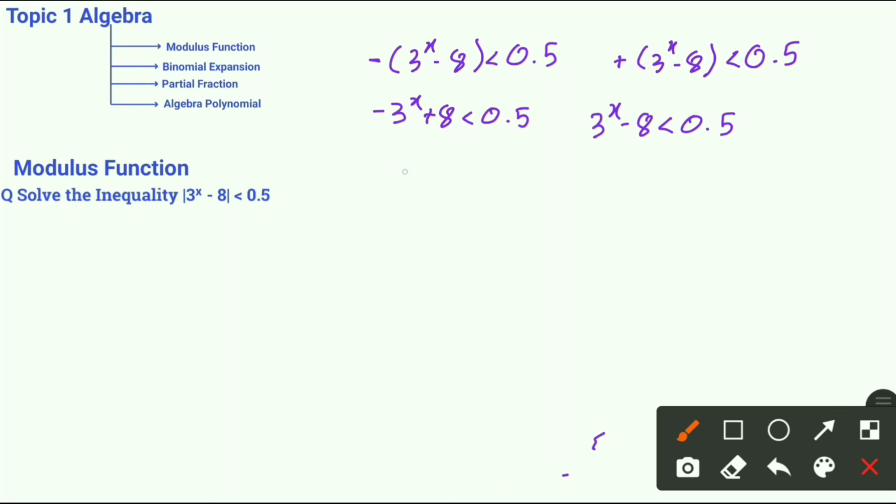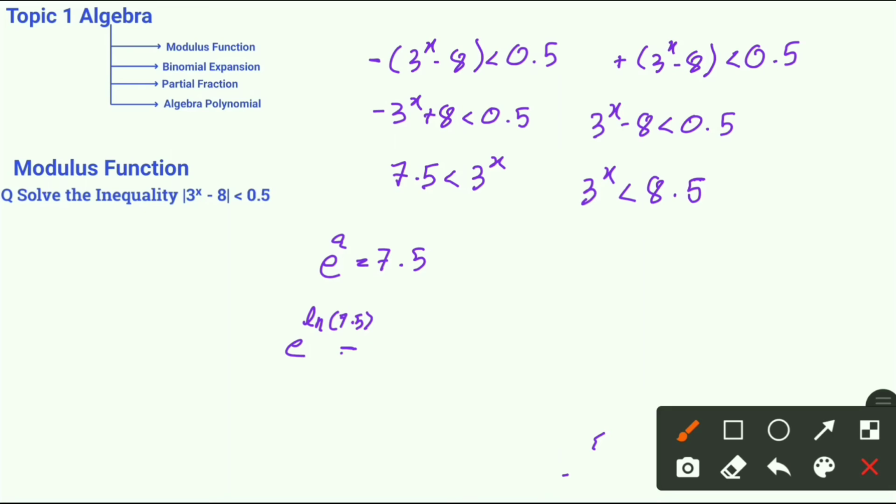Then after that we are going to use logarithm. So 3 to the power x less than 7.5 and 3 to the power x greater than 8.5. If e to the power a is equal to 7.5, then a is ln 7.5. And as for 3 to the power x, e to the power b is equal to 3 to the power x, so b is ln 3 to the power x, which is x ln 3.